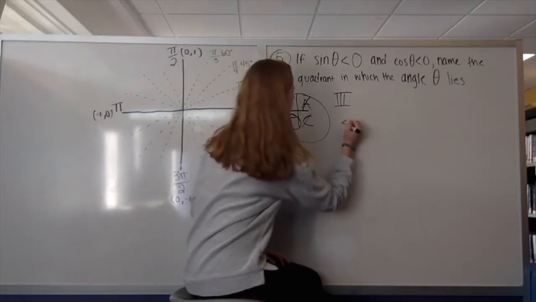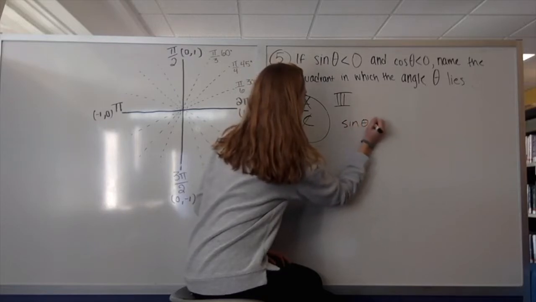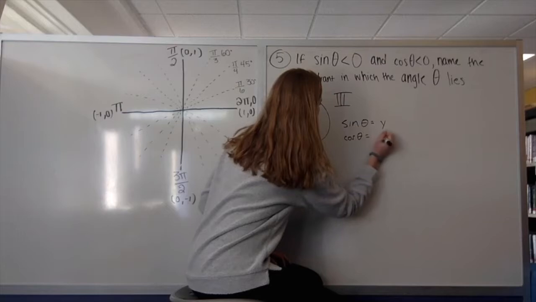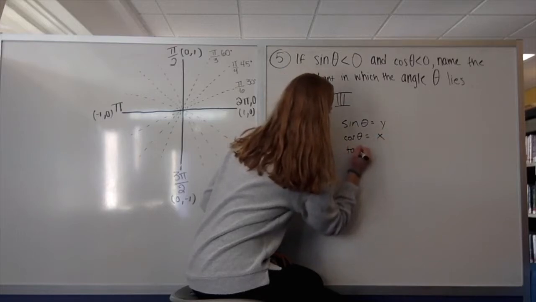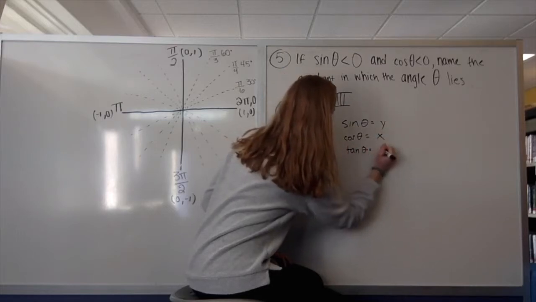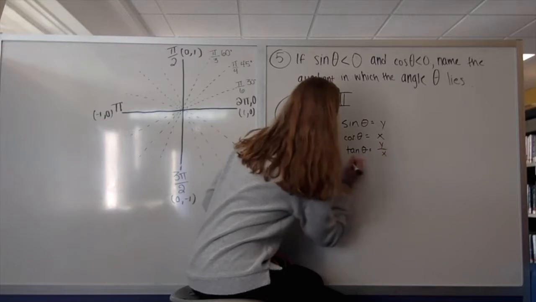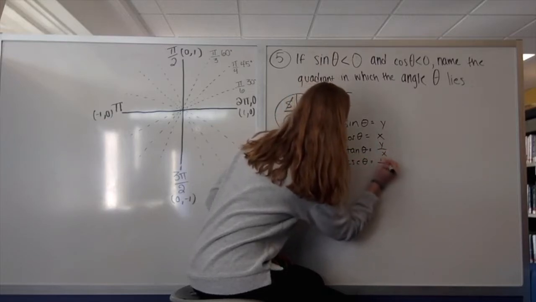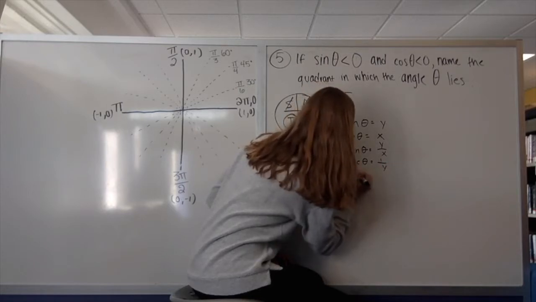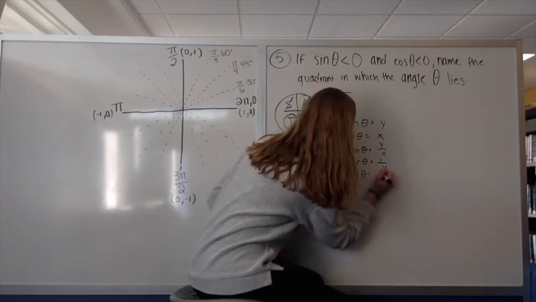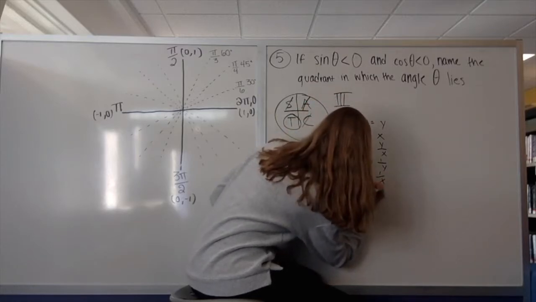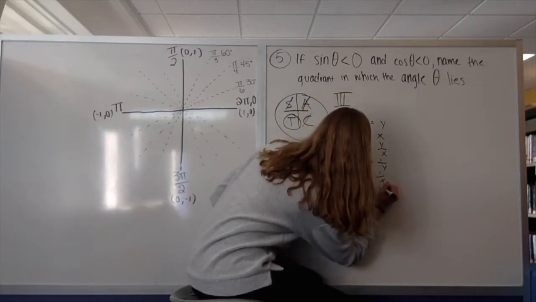And just for reference, sine of theta equals y, cosine of theta equals x, tangent of theta equals y over x, cosecant of theta equals 1 over y, secant of theta equals 1 over x, and cotangent of theta equals x over y.